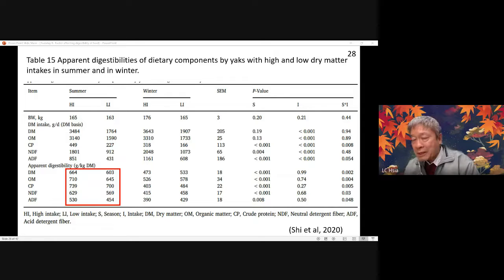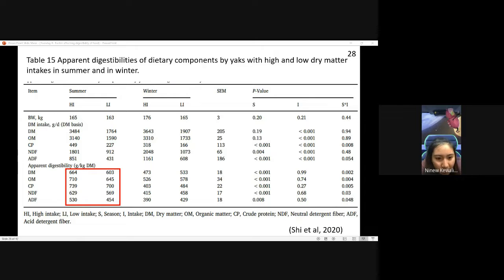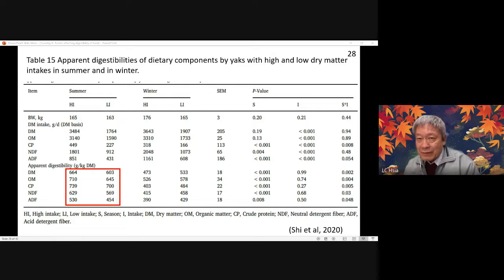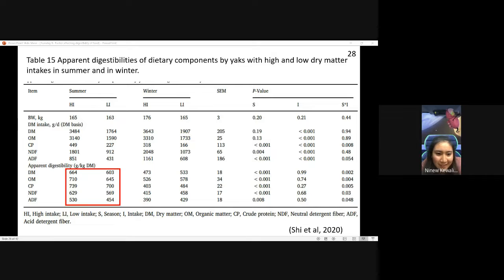And then why, with high temperature, do they have lower performance? They have a higher digestibility. They have a higher efficiency. Why do they have a lower performance? If they have a higher environment temperature, they will have a higher efficiency and higher digestibility. But why do they have lower performance? Performance is weight gain.